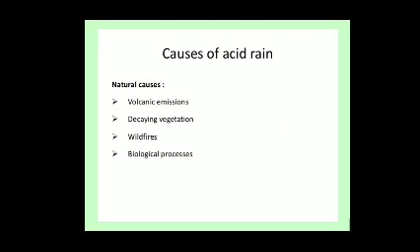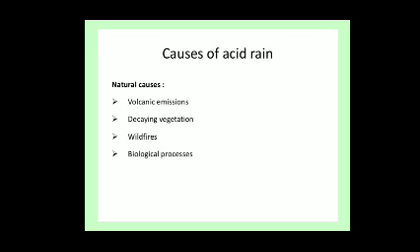Causes of acid rain. Natural causes: volcanic emissions, decaying vegetation, wildfires, biological process.